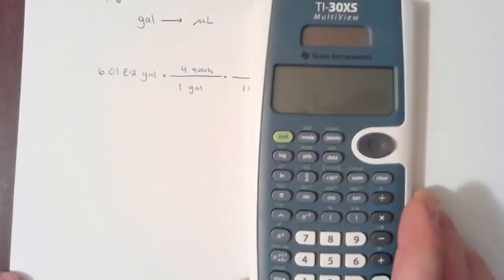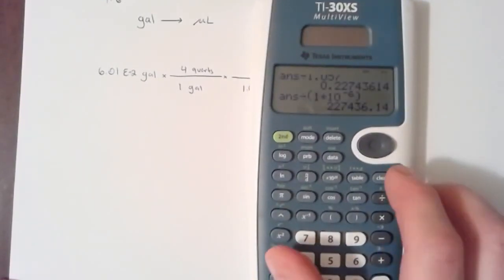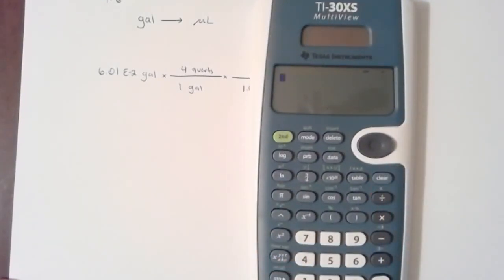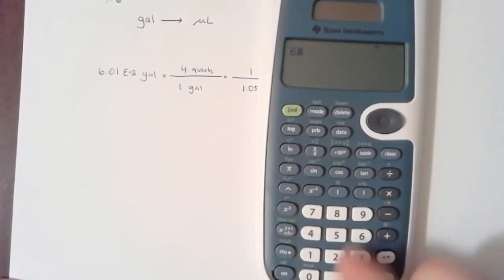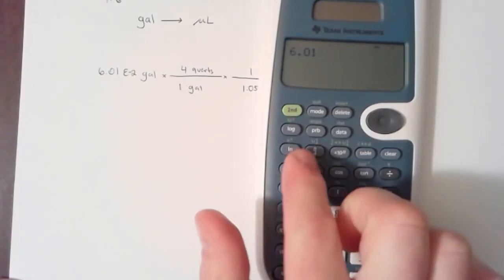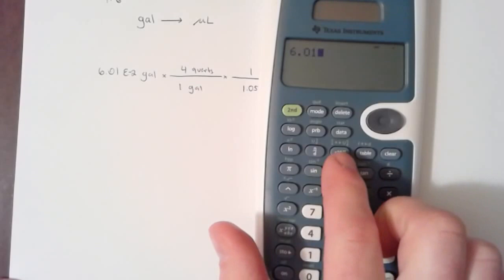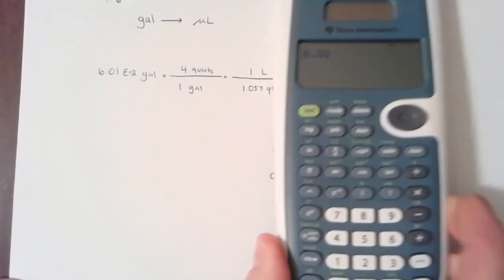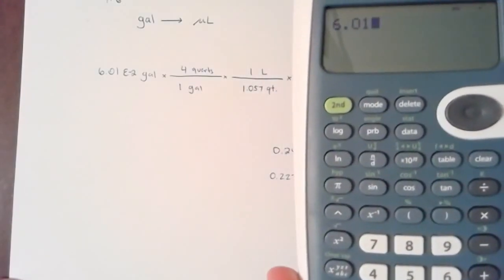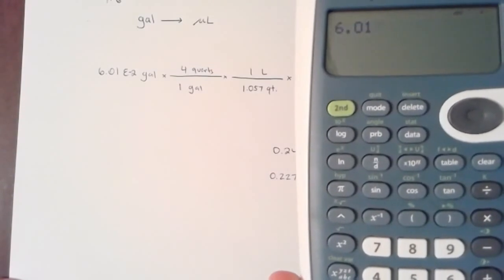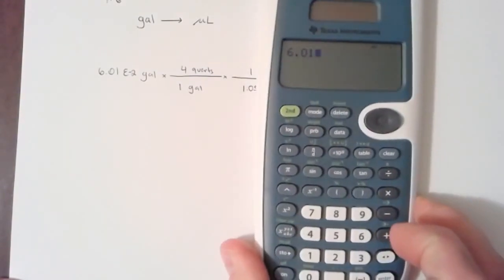Let's use this one here. This is the one where you will have to use parentheses. So I'll input the same stuff, 6.01. But instead of using EE, this particular calculator has a button times 10 to the n. Okay, that's the button that you will use.